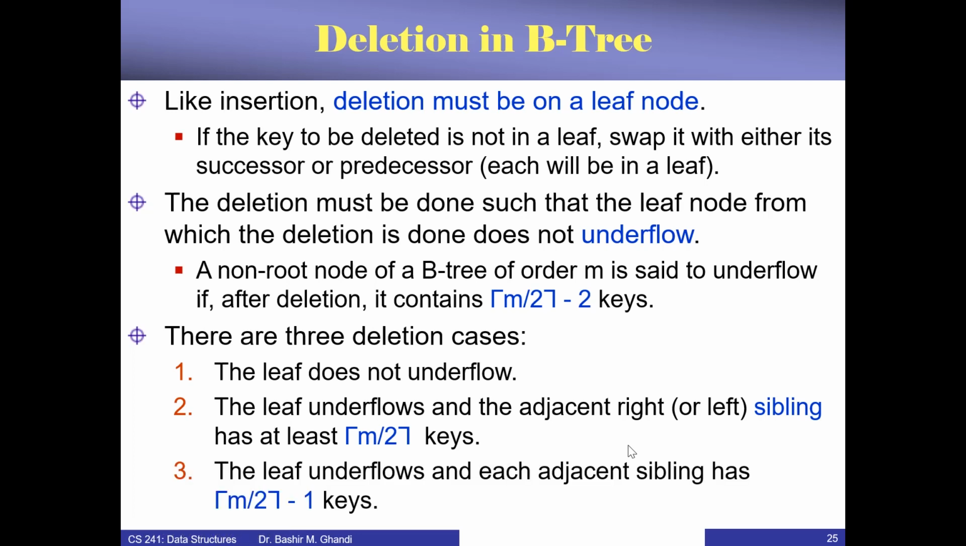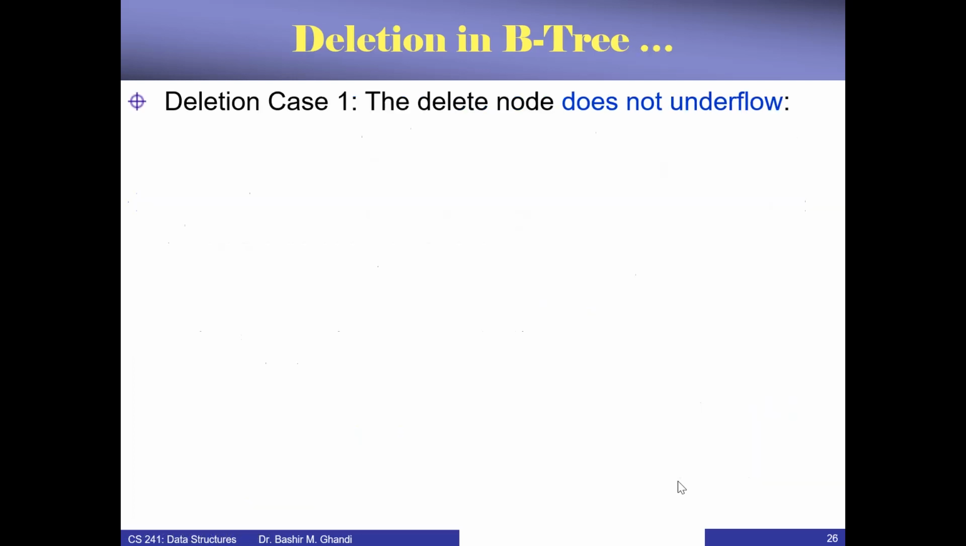The final case is the most difficult one, where the leaf will underflow and none of its adjacent siblings has more than the minimum. Each one has exactly the minimum, so we cannot borrow from the siblings. In that case, we have to do what is called merging. We will see that with an example. So those are the 3 cases of deletion, and we're going to take them using examples, starting with case 1.